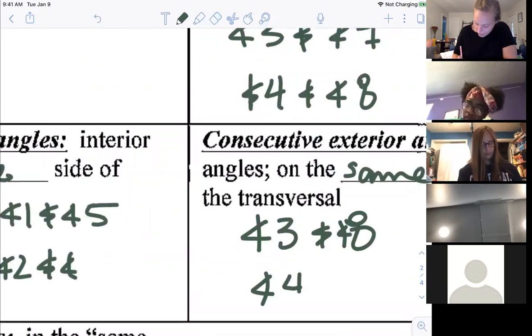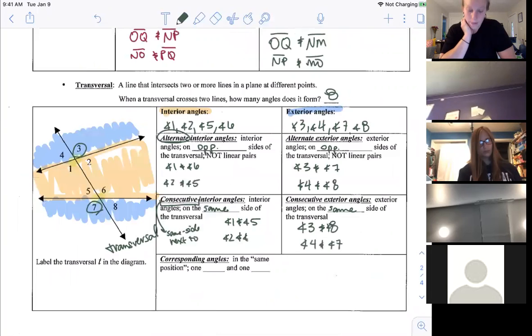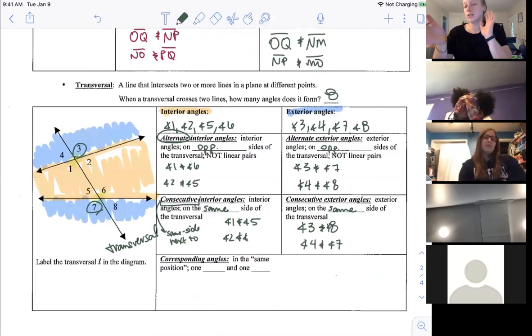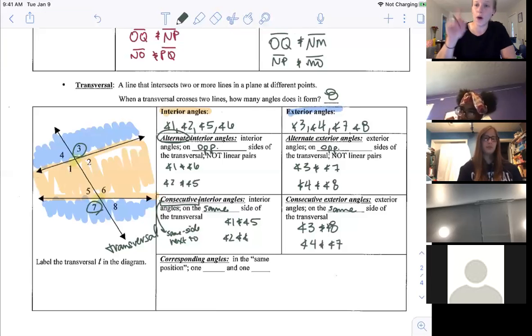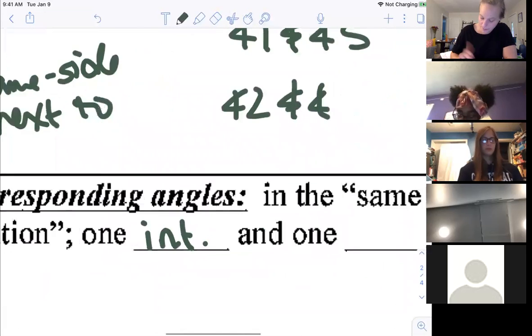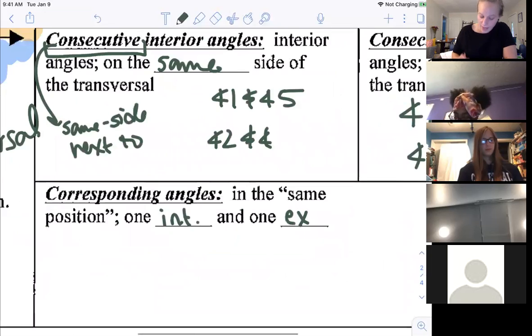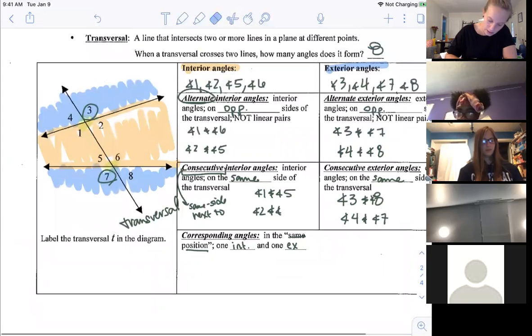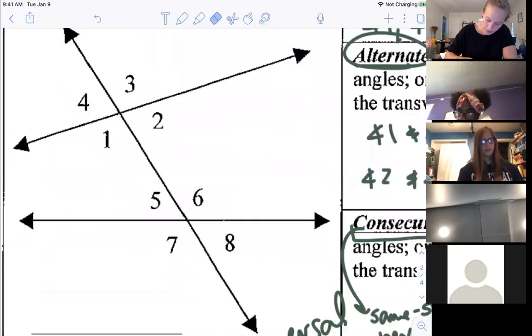Sorry, I like to say your guys' names and appreciate you helping me out. All right, I've had a lot of people help me on these, which is great. The last one is a little bit confusing because it's not like alternate interior or consecutive exterior. It's called corresponding, and it's essentially one interior and one exterior that are in the same spot. So I'm going to write one interior and one exterior, and they're in what we call the same position. So let's look at what that is.